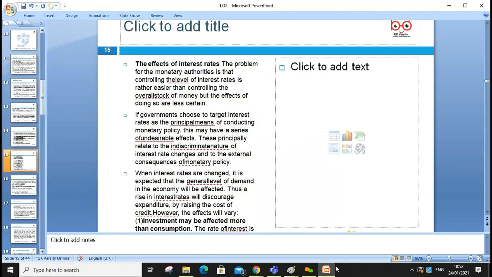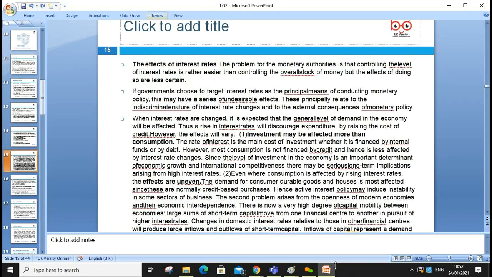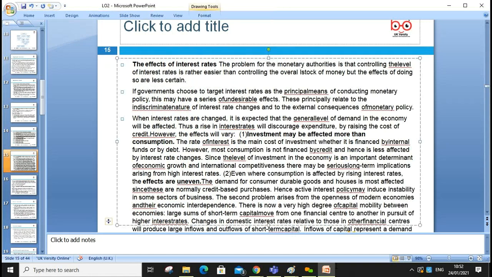Sorry guys, I don't know why the slide is not okay. So we need to look at these.